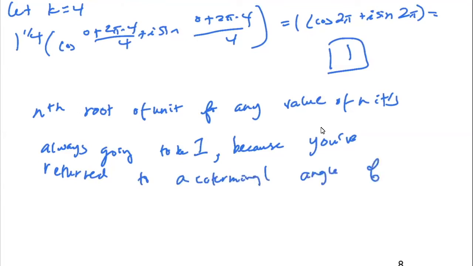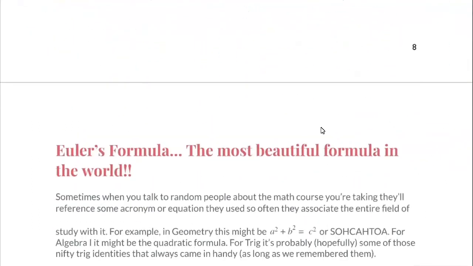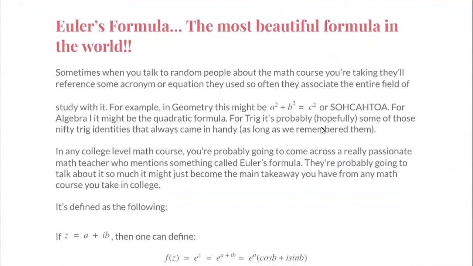There you go. So that's the reason why any nth root of unity, for any value of n, is always going to be 1. And then we have our last part here.